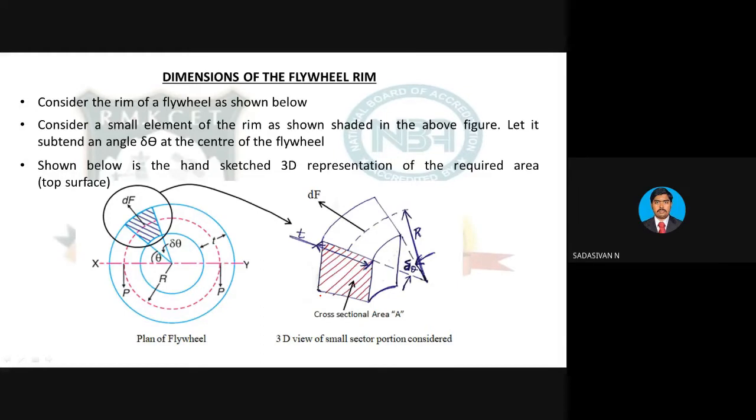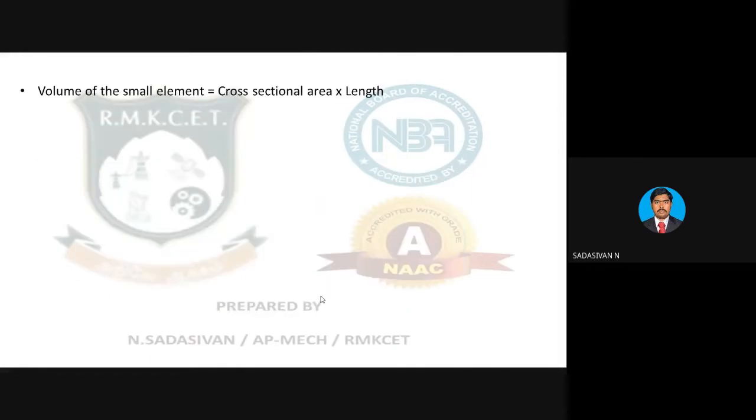So the basics remain the same. Turning moment diagram, all the delta E, everything is the same. One extra data will be asked there. That's all. So if you go through all these things, volume of the small element equals cross section area into length. Length is the length of arc.